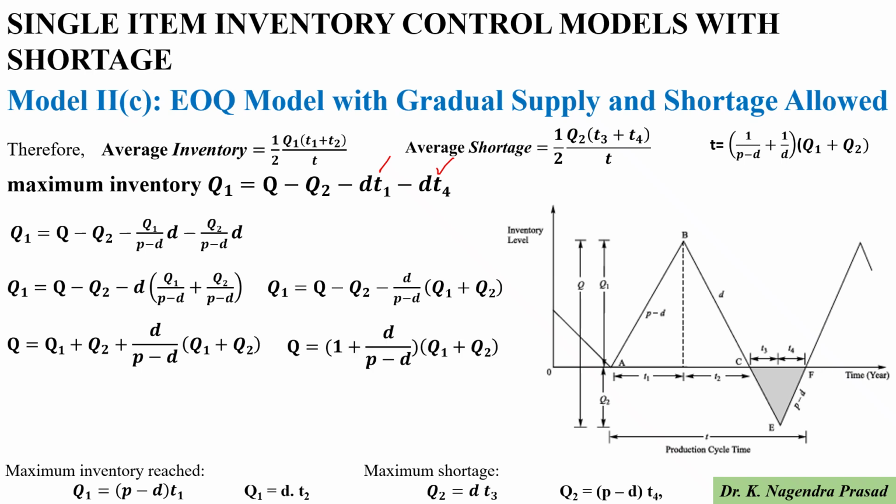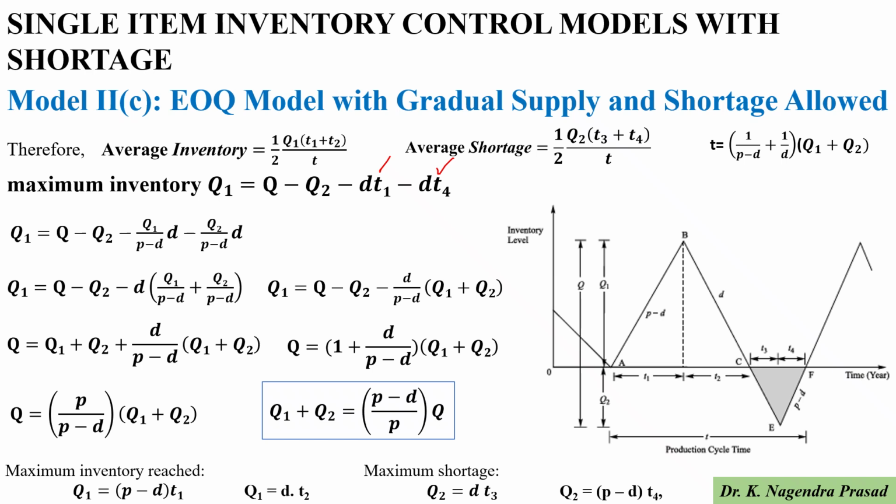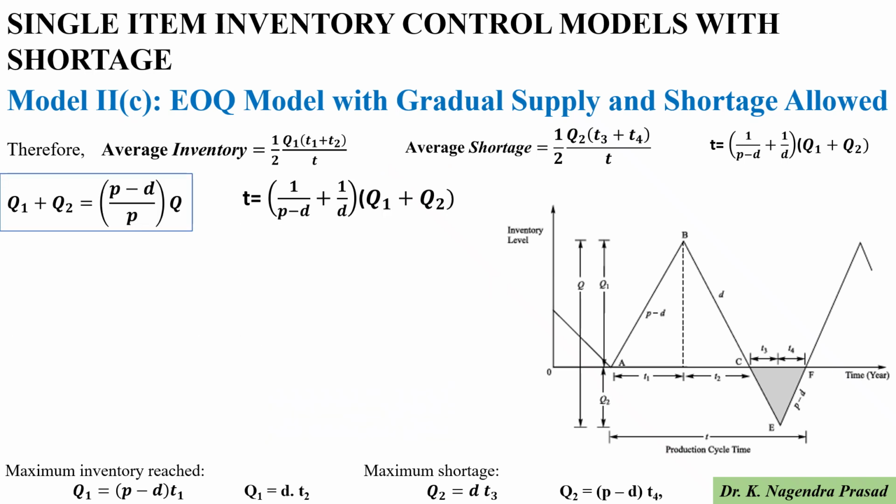Which is equal to Q equals (1 plus D divided by (P minus D)) into (Q1 plus Q2), which is equal to Q equals P divided by (P minus D) into (Q1 plus Q2). So from this we can write Q1 plus Q2 equals (P minus D) divided by P into Q.